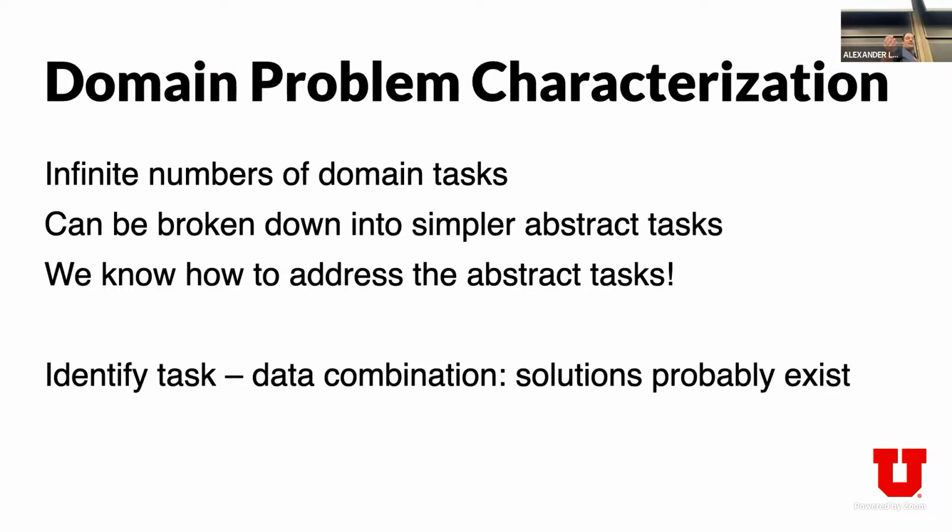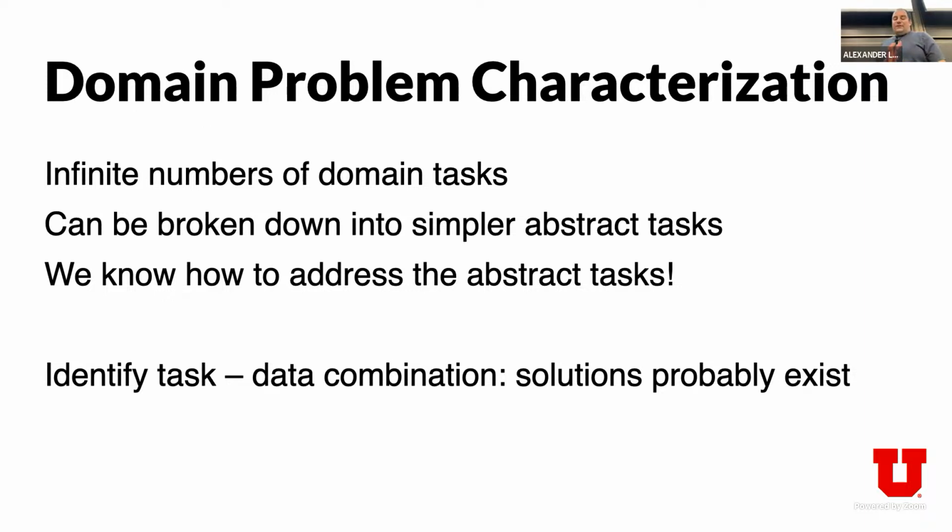So in domain problem characterization, we have this infinite number of domain tasks, which can then be broken down into simpler abstract tasks. And this is this big thing that we call task abstraction, right? Taking a complex problem, a science problem, or some other analytical problem, and mapping it down to something where you can go into this Financial Times chart and say, oh yeah, I want to see a correlation between those two dimensions.